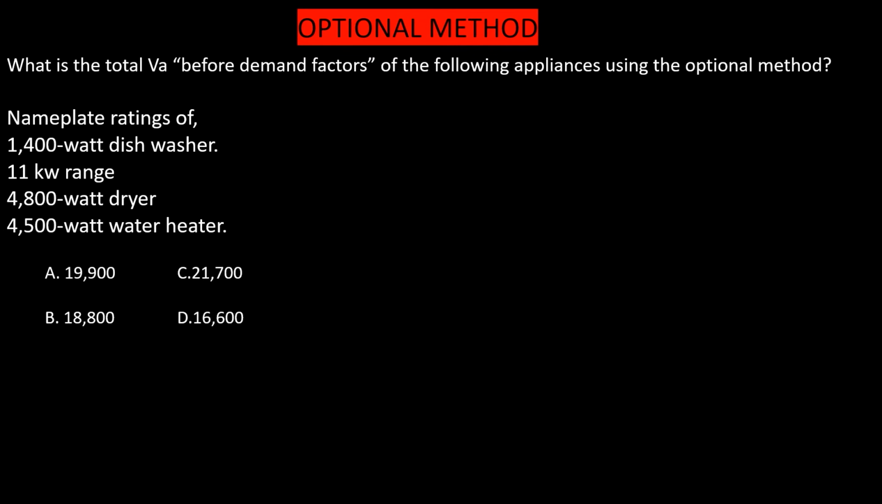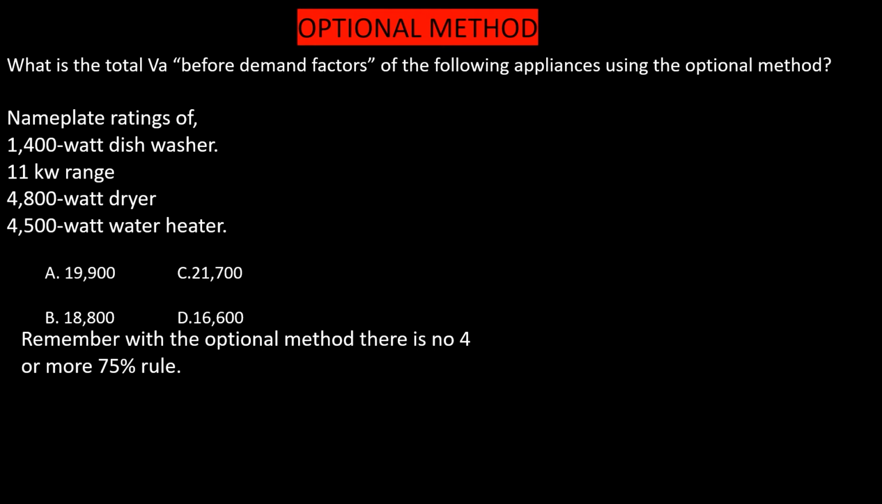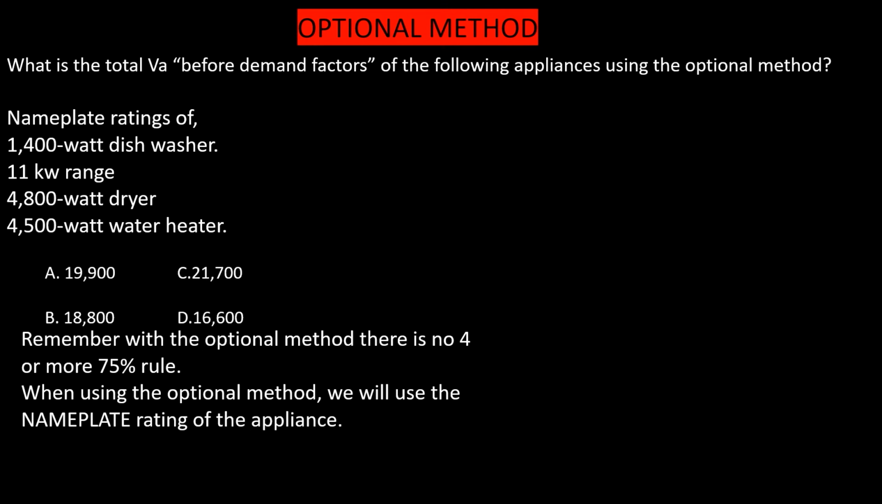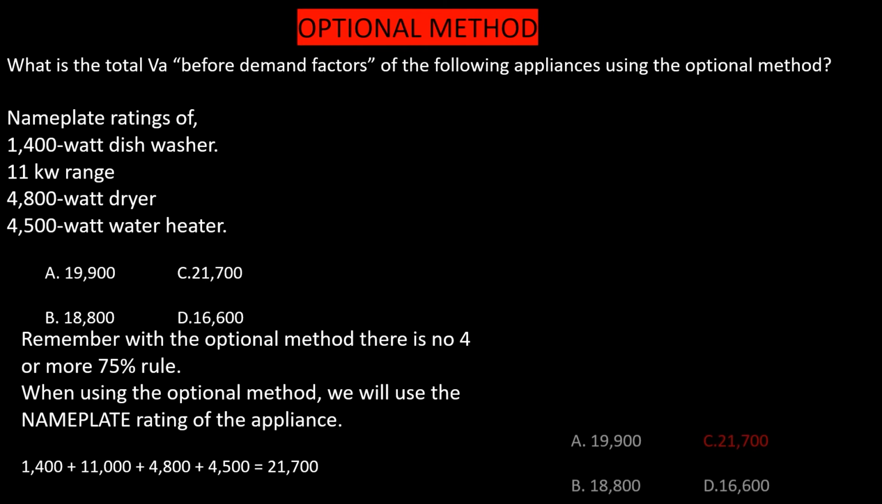What is the total VA before demand factors of the following appliances using the optional method? The nameplate ratings of a 1400 watt dishwasher, an 11 kW range, a 4800 watt dryer, and a 4500 watt water heater. So we're not going to use the 4 or more 75% rule because it doesn't apply in the optional method. When using the optional method, we're going to use the nameplate ratings of the appliances. So we just total them up. Again, this question asks for the VA before demand factors, and we're going to select C.